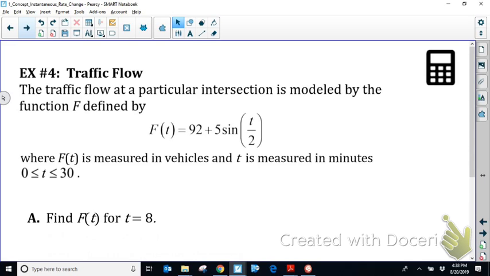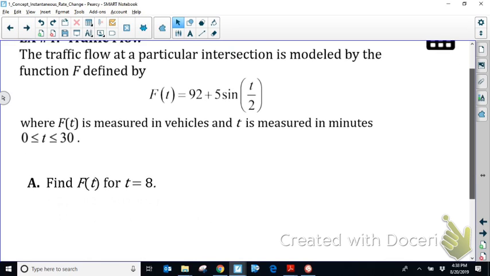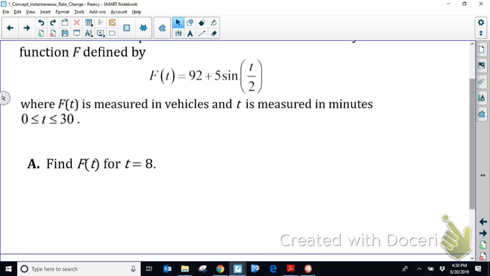So here we have a model that's given to us for traffic flow at an intersection, given to us to be the function f of t equals 92 plus 5 sine of t over 2. And the time interval is going to be from 0 minutes to 30 minutes. So we have a half-hour interval that we're observing the traffic at a particular intersection.